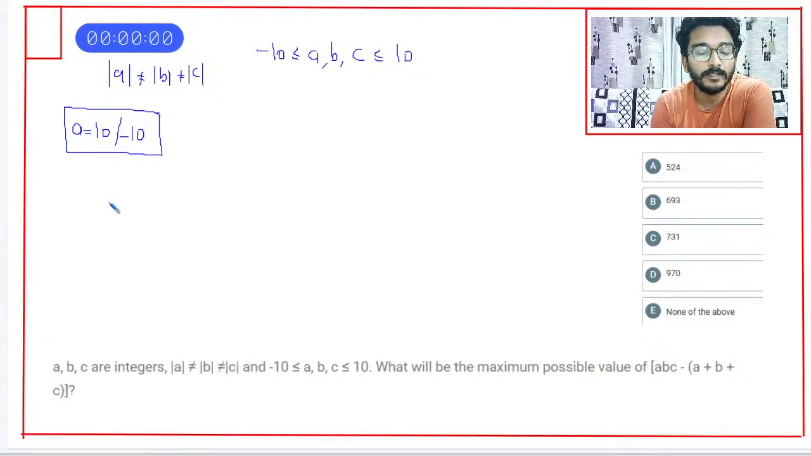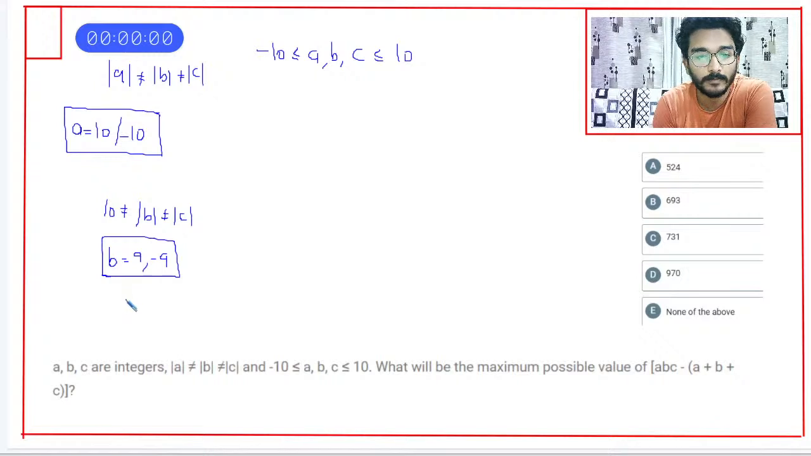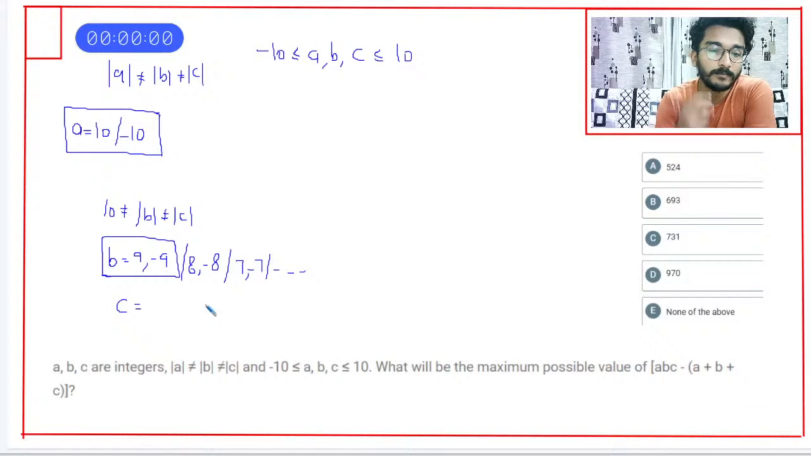So the mod of A will be 10. So I can say that B cannot be 10. B can be 9 or -9. It is possible. And in that particular case, C cannot be 9 or -9. C can be anything else. It can be 8, minus 8, 7, minus 7, whatever. Similarly, B is not equal to C. So this is the meaning of the condition given to us.